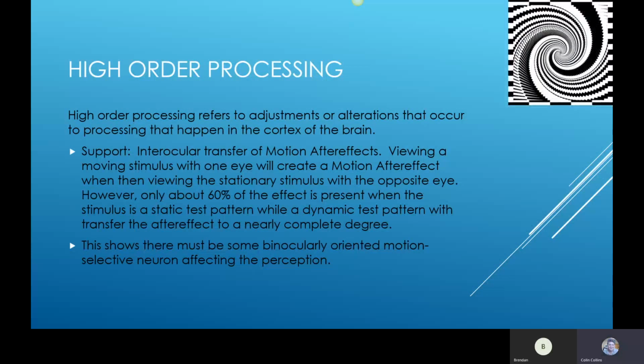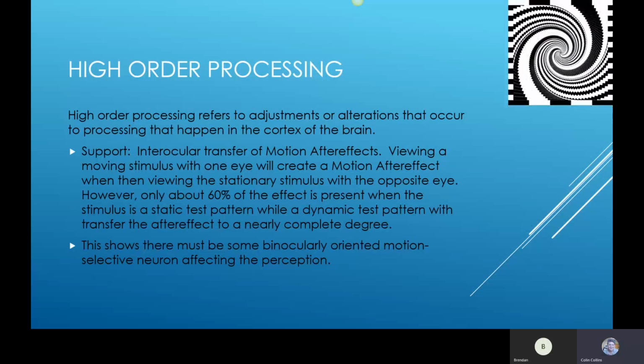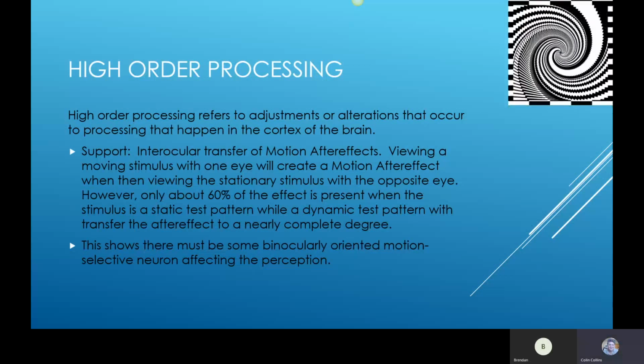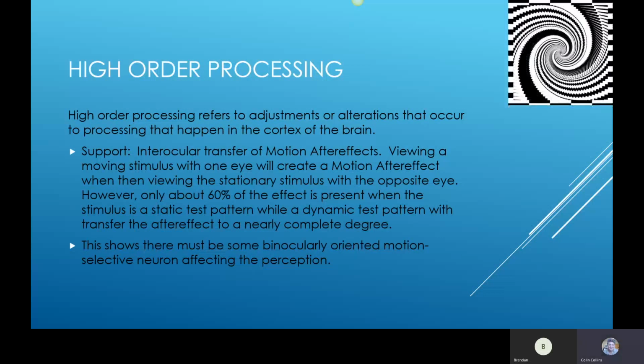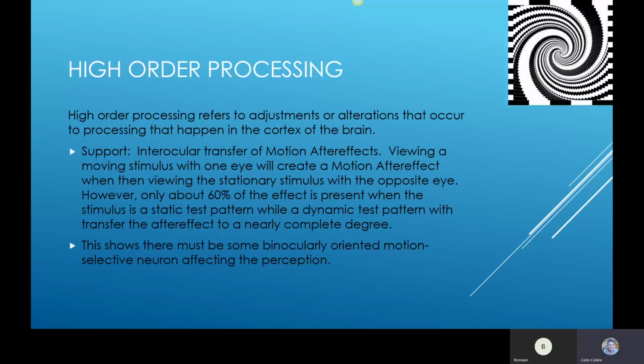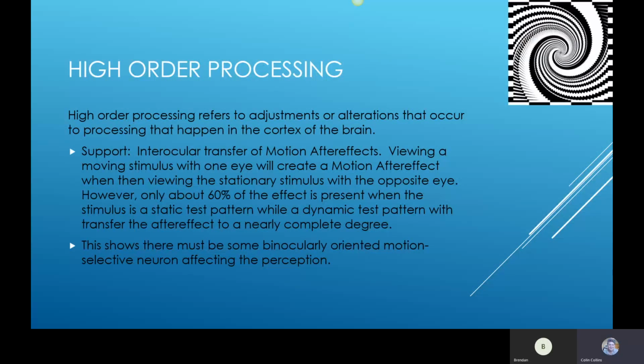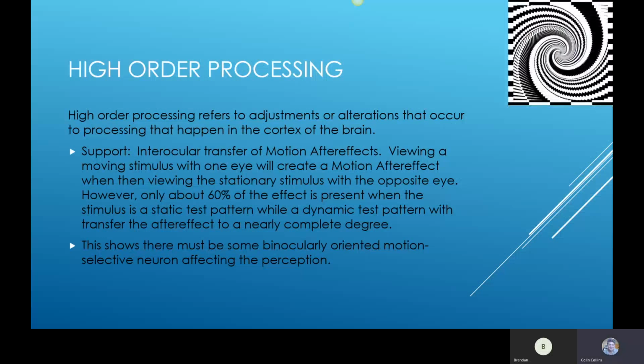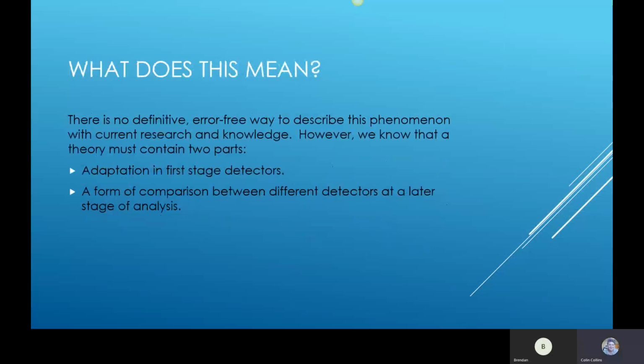Now, basically what this means is there must be at some point in the cortex something deciding what effect is going to be the most powerful in a way, most stand out. If there wasn't, they would represent the same effect, but since one has a greater effect of motion after effect than the other eye, it is clear that there is something selecting the dynamic test as a more powerful stimulus in a way. It sends a more powerful, repeated signal.